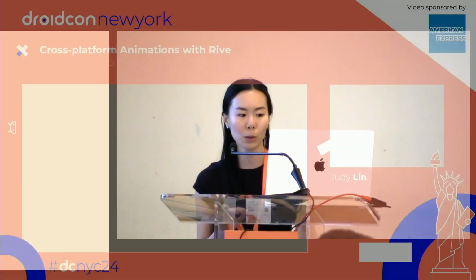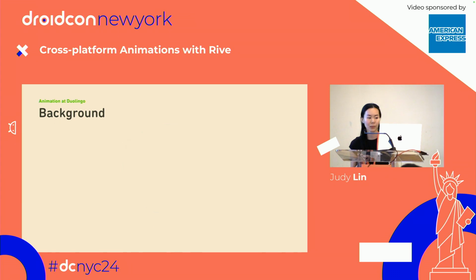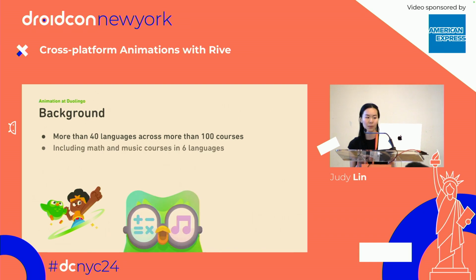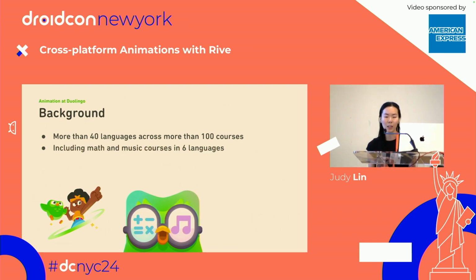Duolingo is the world's most downloaded education app. Duolingo's mission is to develop the best education in the world and make it universally available. So Duolingo teaches more than 40 languages across more than 100 courses. We've expanded to new subjects and launched math and music on iOS in the past couple years. Some of you today may already be in those courses on your Android device.